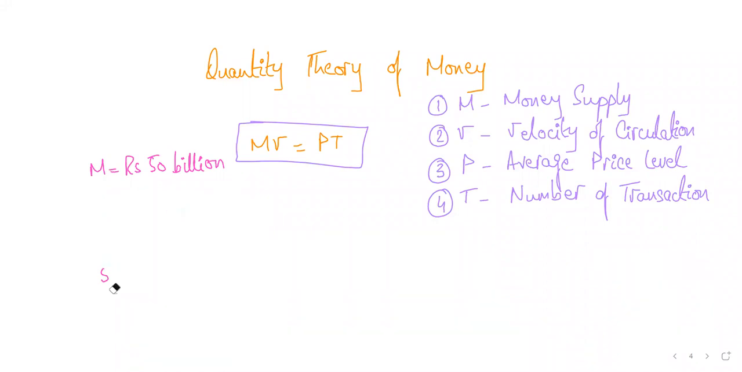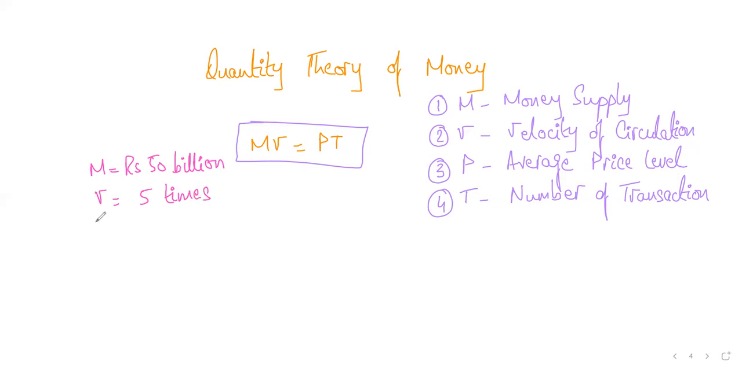The velocity of circulation is the number of times a currency note exchanges hands, let's say 5. So 5 times a typical currency note exchanges hands in Pakistan in 1 year.